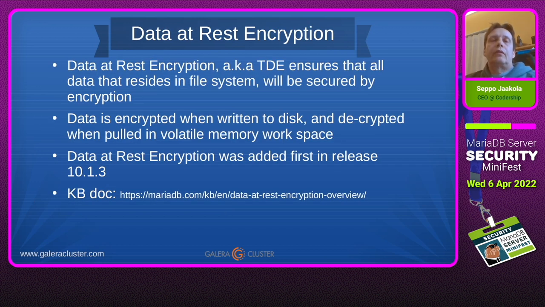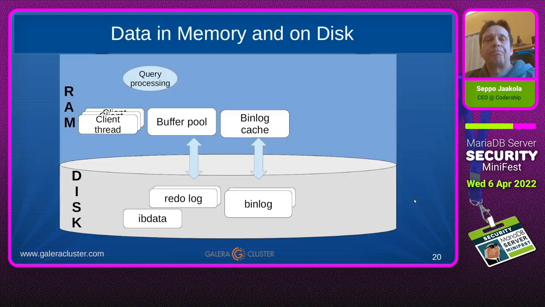Data at rest encryption. It's a feature where you can encrypt all data that remains on disk, on the file system, statically. This feature was first added in MariaDB in version 10.1. Again, there's a knowledge base document about how it actually works.